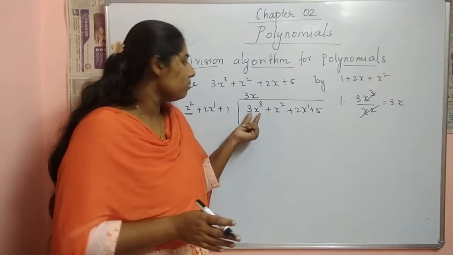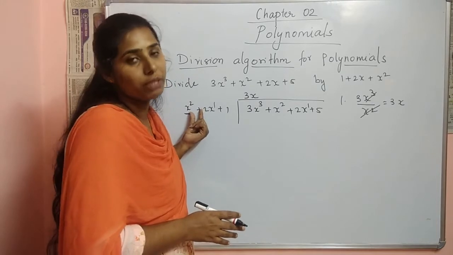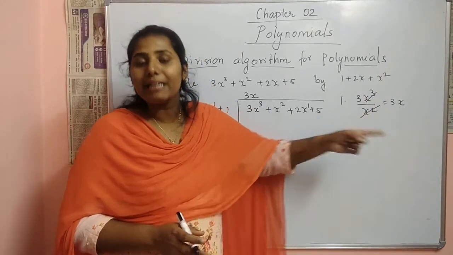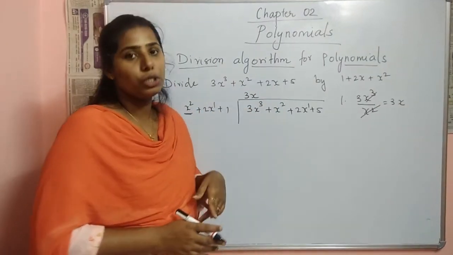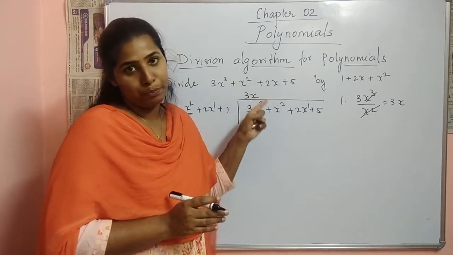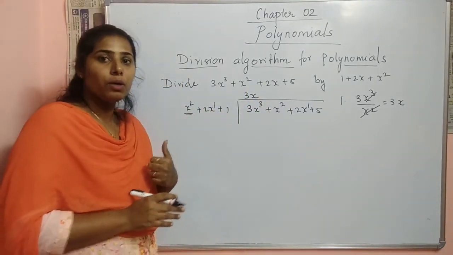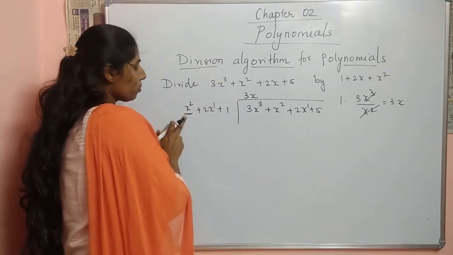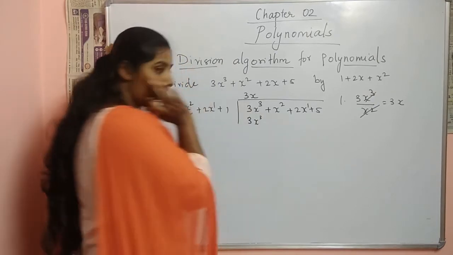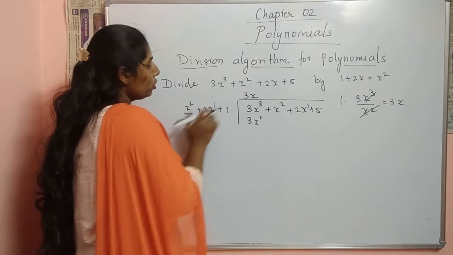So what is my first step? Dividing the first term of the dividend by the first term of the divisor, cancelling out to get the term. That term you write in the quotient. Now, the second step is to multiply this quotient term with all the terms of the divisor. First, 3x into x squared will give 3x cubed, the same term. Next, 3x into 2x, 3 into 2 is 6.